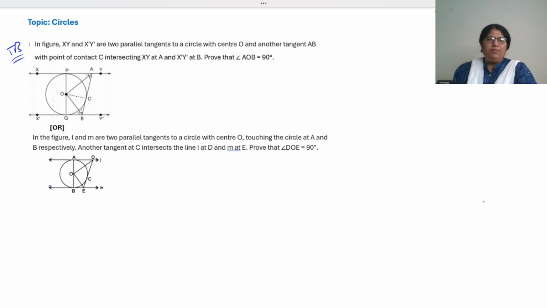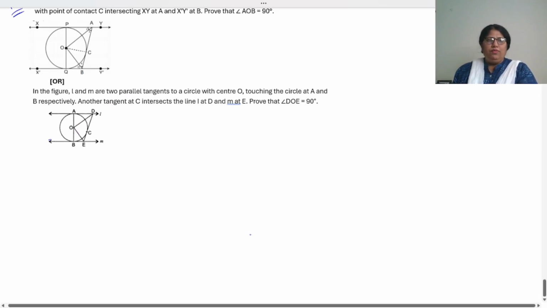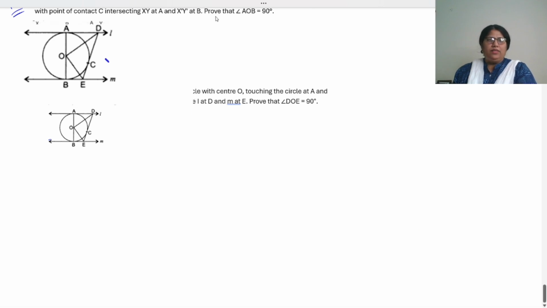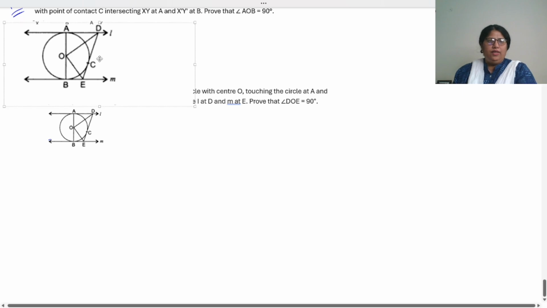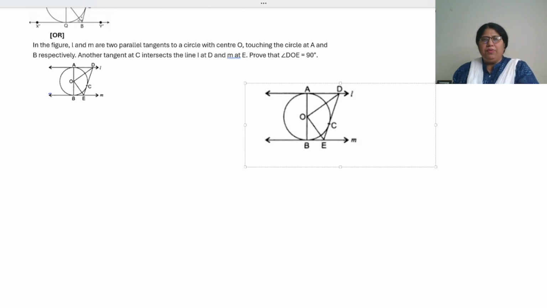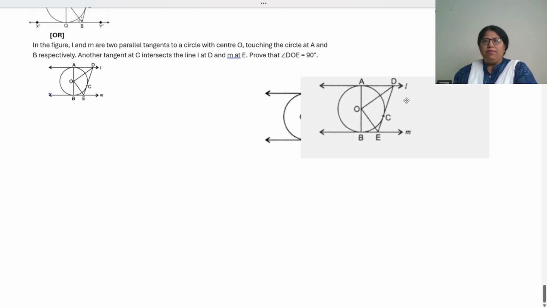So let us see here. I'm taking the second question's figure because it's a past paper question and the first question is based on the textbook, right? So let us take this figure. Now you have to draw the rough figure in your paper. So how are you going to draw it? First draw the circle, then draw the diameter, then two tangents, then mark point C and draw another tangent DE, touching L and M at D and E.